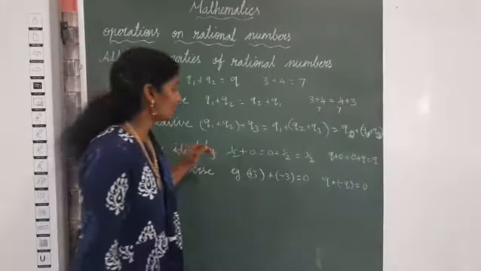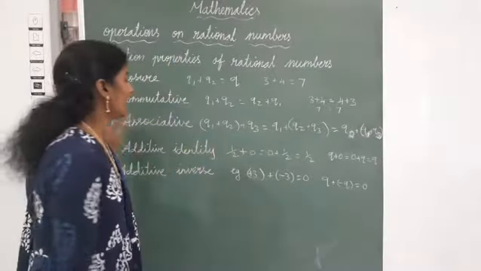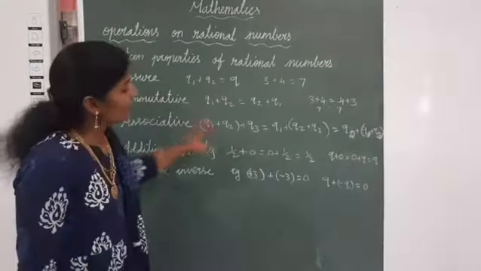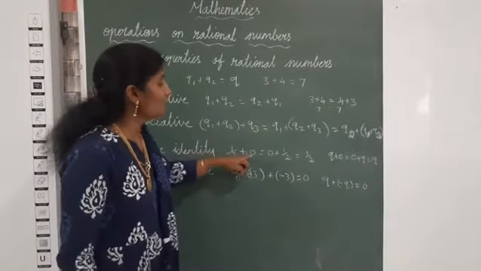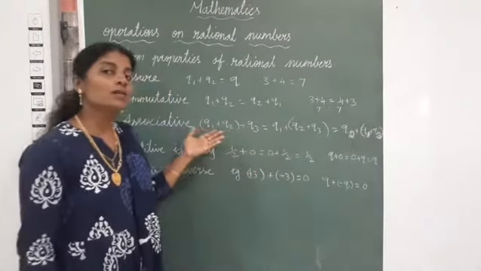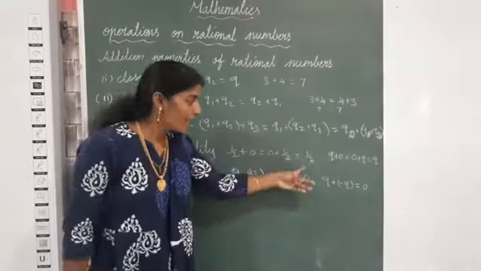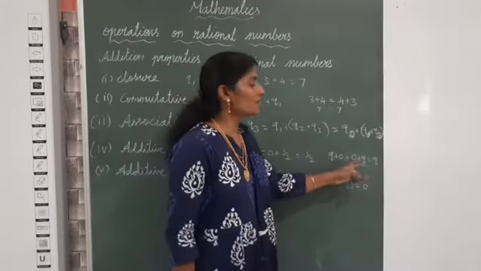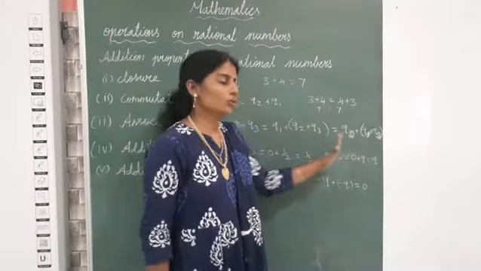Then additive identity. Additive identity means we can add zero. Any rational number added with 0 gives that number itself as the answer. 1 by 2 plus 0 equal to 0 plus 1 by 2 equal to 1 by 2 is the answer. So, Q plus 0 equal to 0 plus Q is equal to Q.